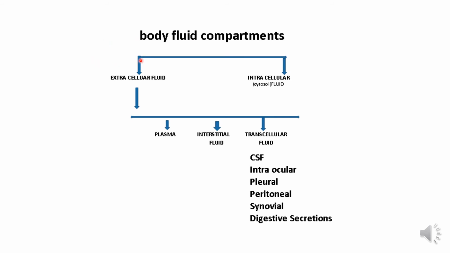This diagram shows the distribution of body fluid into two compartments, as we have seen in the previous slide, extracellular and intracellular fluid. Extracellular fluid is found in plasma and interstitial fluid and in transcellular fluid. The transcellular fluid is a small amount, and an example for transcellular fluid is cerebrospinal fluid. From the name, cerebrospinal fluid is found in the brain and in the spinal cord.